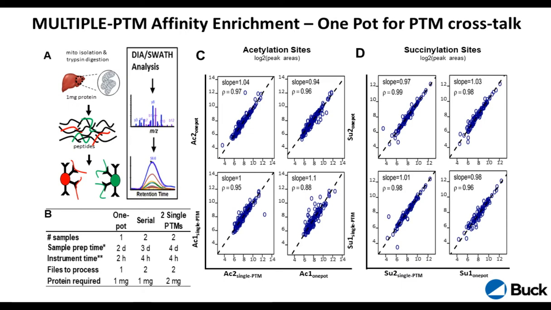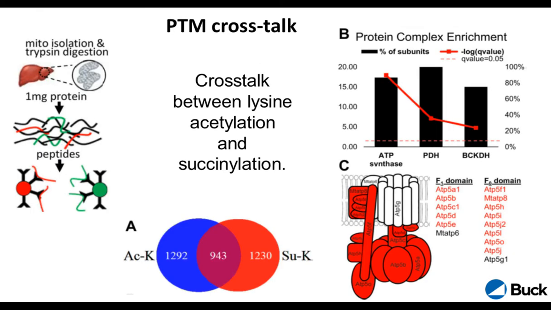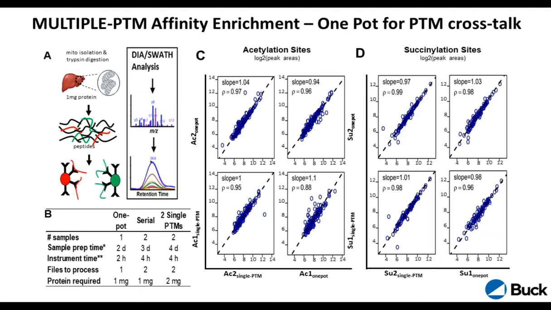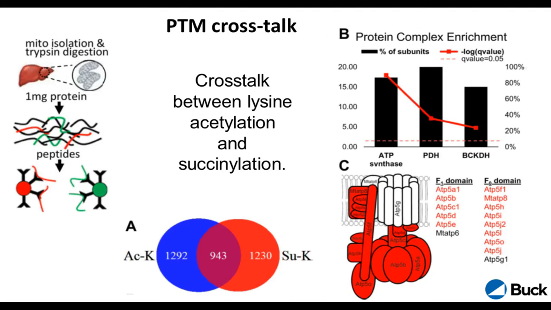What was actually quite interesting, let me go back to this slide, was that the overlap between the acetylation and succinylation sites was sometimes quite unique and different. Here you can see, for example, for the lysine sites, we had 943 lysine sites that we found both acetylated as well as succinylated. But there were also a large number of sites that we only observed as succinylated or only observed as acetylated. That was quite interesting.